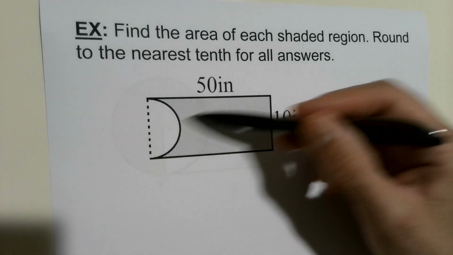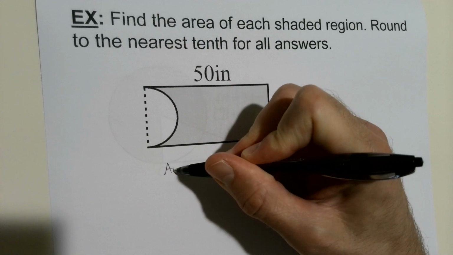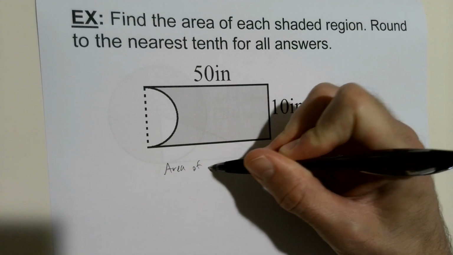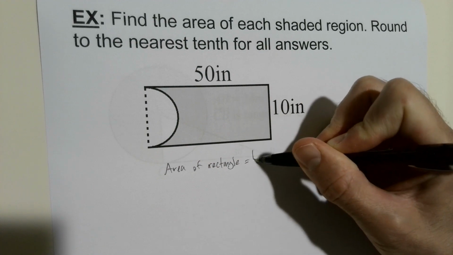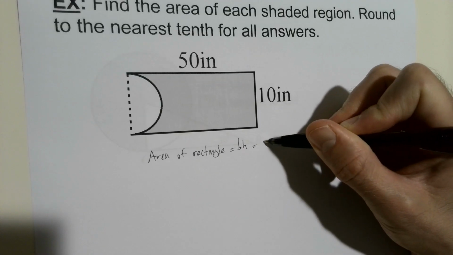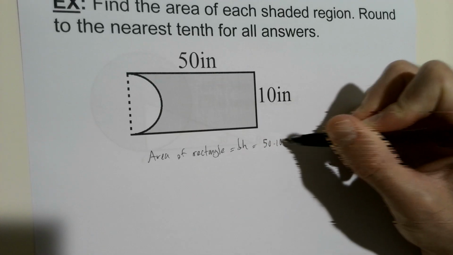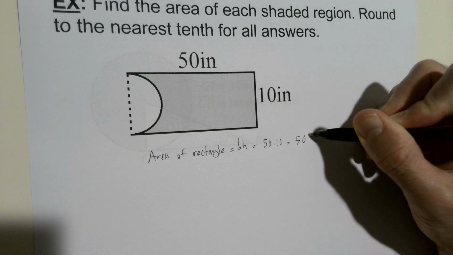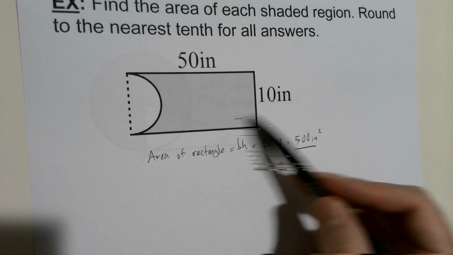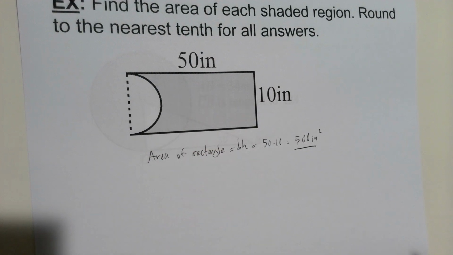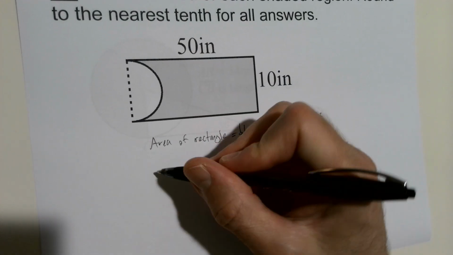So we're first going to find the area of the rectangle. So area of rectangle, base times height. Okay, so that's going to be 50 times 10, 500 square inches. Okay, so that's going to be all of that area, including the semicircle. So now we need to subtract that off.